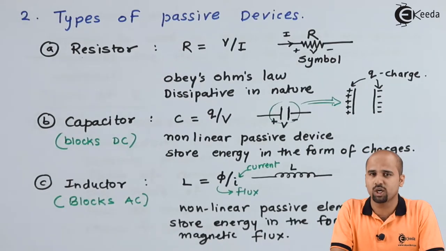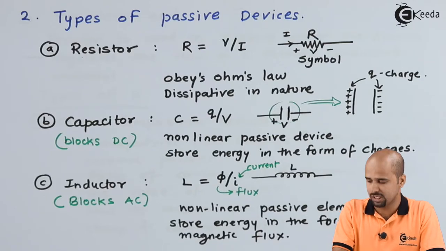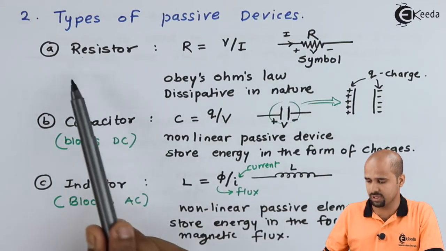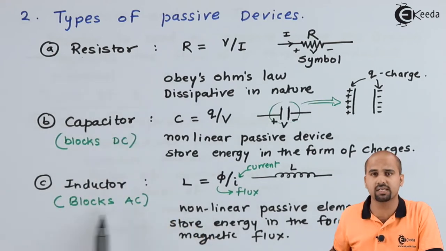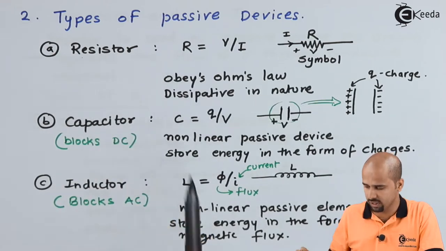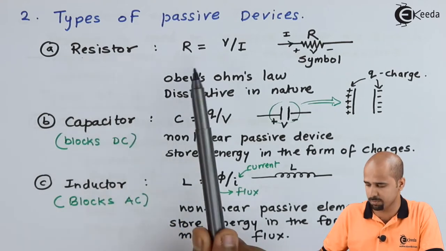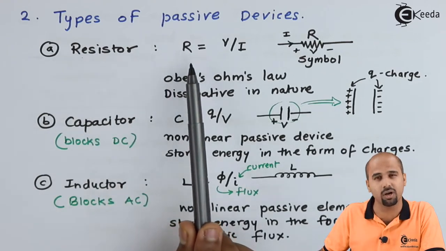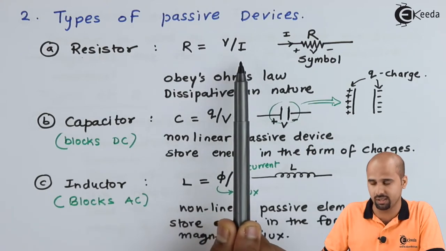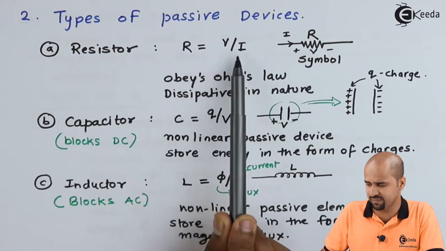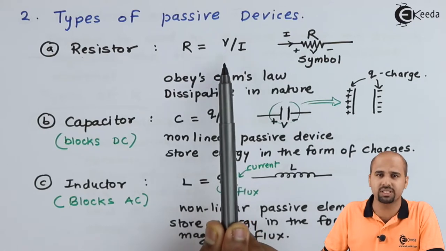Now the second part of this session is types of passive circuit devices. Passive devices are nothing but of three types. One is the resistor, another is the capacitor, and the third one is the inductor. We will concentrate on the resistor first. Basically, a resistor is nothing but the ratio of voltage per unit current. So voltage divided by current gives you the resistance.